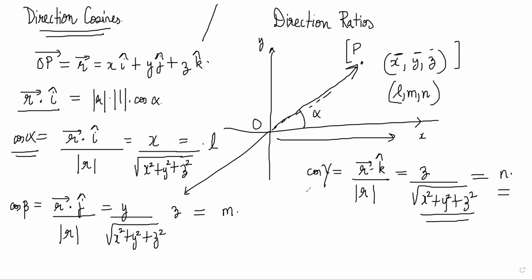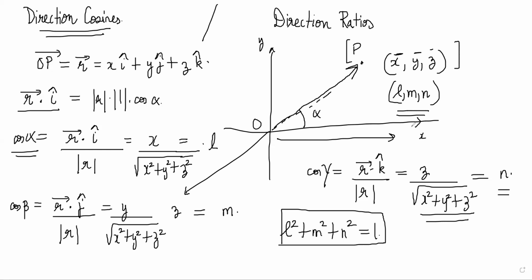Now, it is obvious from this that L square plus M square plus N square is equal to 1. Because if you do the squares of this and add them, you will automatically cancel out the x square plus y square plus z square on top, right? Yes. So direction cosines will always follow the result that L square plus M square plus N square is 1. So that is your direction cosine. That's how you calculate it.